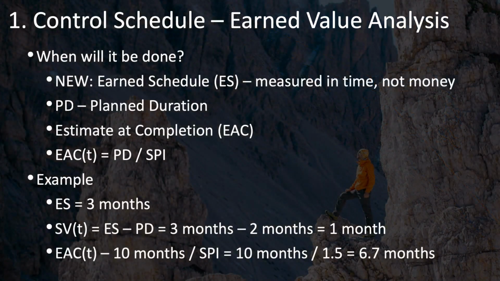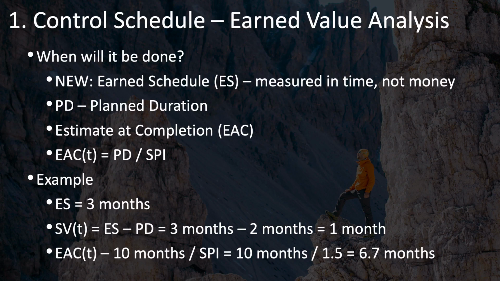Now there's another newer way to measure this schedule variance, and that is using earned schedule, or ES. This time, this is measured in time rather than in money, which makes a little bit more intuitive sense. But we'll need to introduce a few new concepts here. PD is planned duration, or the original project duration, and EAC is the estimate at completion. EAC, in terms of earned schedule, is the planned duration divided by the schedule performance index, which is what we just did on the previous slide.